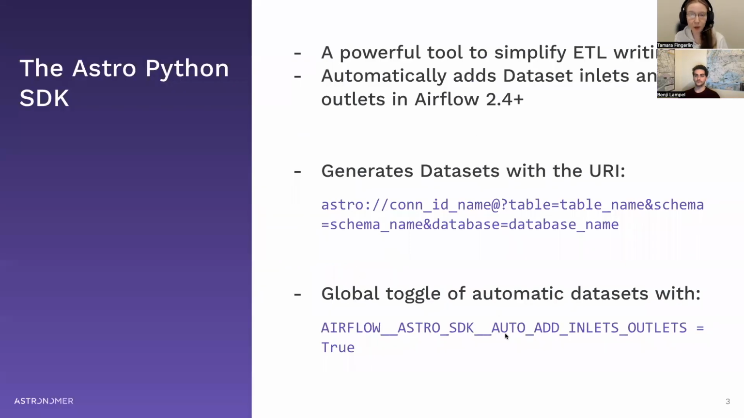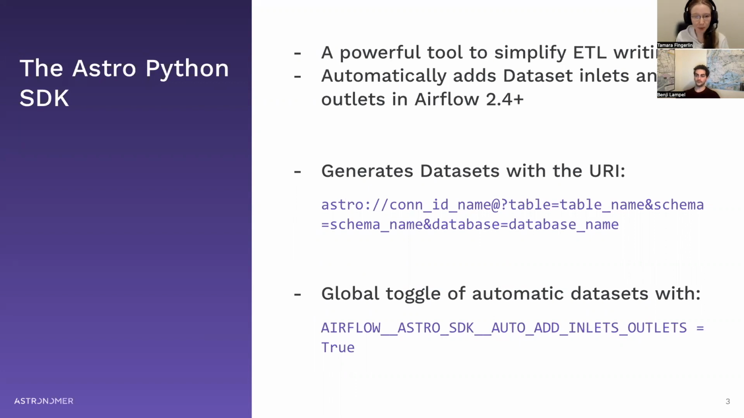Now, the other thing that we are talking about is the Astro Python SDK. And I, of course, don't have time to talk about all the amazing features in the SDK. Very shortly, it's a powerful tool to simplify ETL writing. This is one of the takeaways from today. If you are writing ETL pipelines in Airflow, then please check out the Astro Python SDK. It will make your life so much easier.